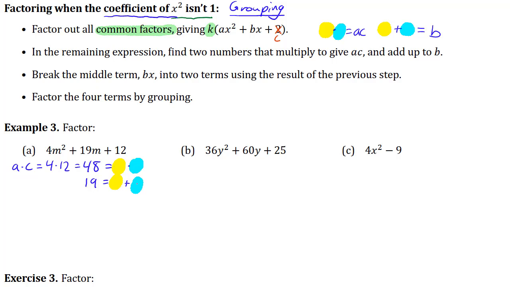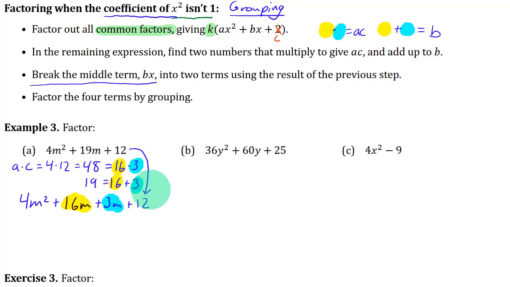We could do, let's see, 16 times 3. Does that add up to 19? Yes, it does. So that sounds good. That tells you how to break down the middle term. So I'm going to rewrite the whole expression here with 4m squared plus 16m plus 3m. And you can do that because they add up to 19.